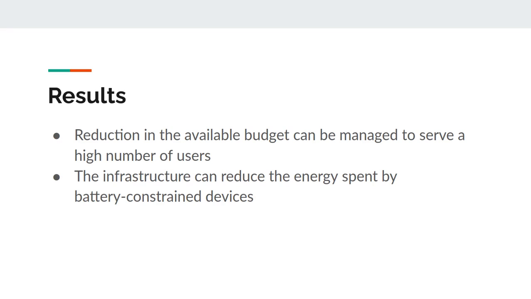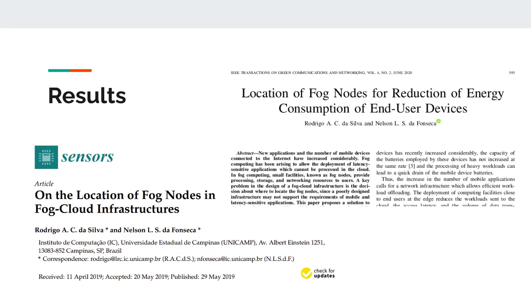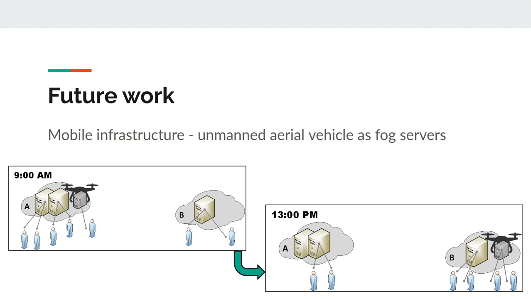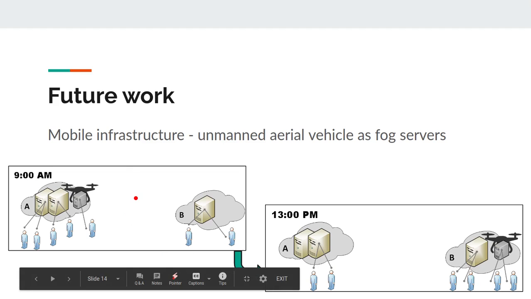And we also showed that we can make this fog node location decision in order to reduce the energy spent by these end users. And with that, users can stay more time connected to the infrastructure and using other services. So, if you are interested in a more deep explanation and details about these solutions, I invite you to check our last published papers.